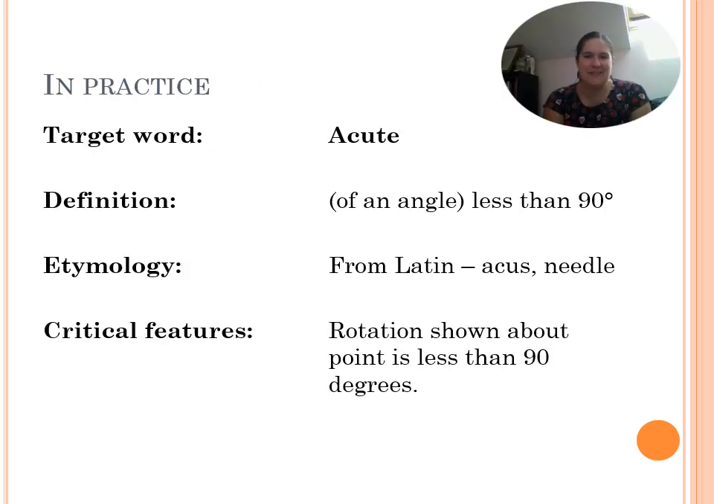Returning to our acutes then, we can think about the critical features of the word acute. So: rotation shown about a point is less than 90 degrees. I wouldn't necessarily share this with pupils, but it's really useful for a teacher to think about, so that when we think about examples that we're sharing with the pupils, we can really carefully think about what examples we're showing that focus on those critical features.